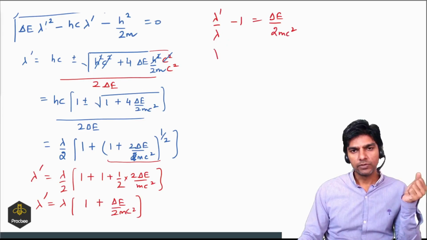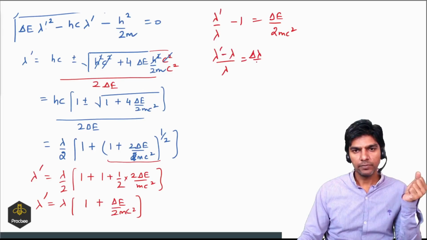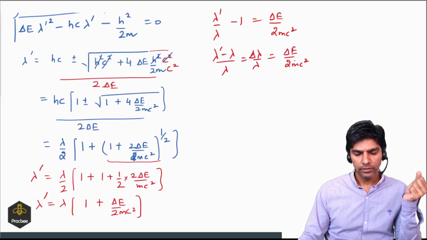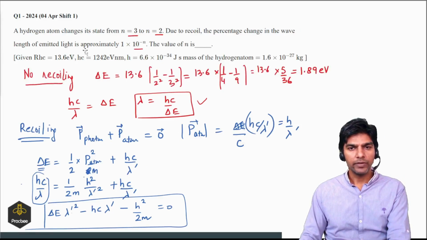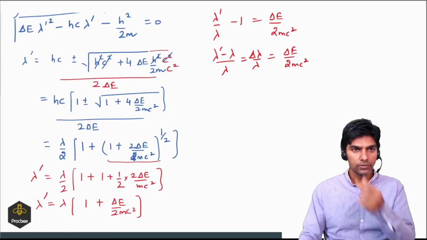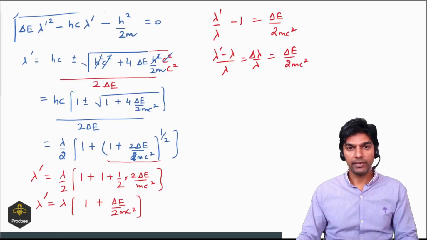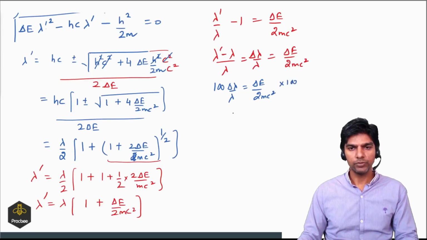So left hand side is what? It is lambda prime minus lambda upon lambda, which is delta lambda by lambda, is equals to delta E upon 2mc square. And we have to find the value of n, so the percentage change. So we have to find the percentage change. So for that, let us multiply this with 100. So 100 times delta lambda by lambda is equals to delta E divided by 2mc square times 100. Let us put the values.